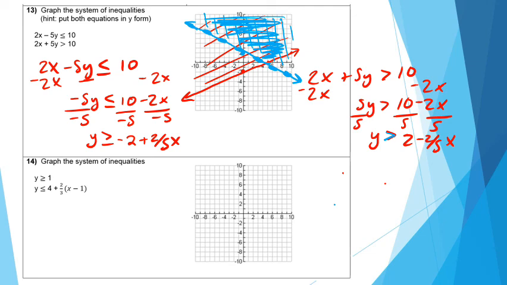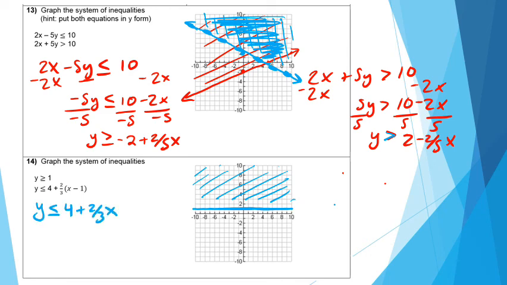And for 14, I have y is greater than or equal to 1. So I'm looking for where y is, and I look for 1 here. I'm going to have a solid line right here at +1, and it's greater than, so this is shading up above. And then for my second, I have this equation here in point slope form. So it's probably helpful to turn this into y-intercept form. So y is less than or equal to 4 plus 2/3 x. I'm distributing the 2/3, and 2/3 times -1, so minus 2/3.